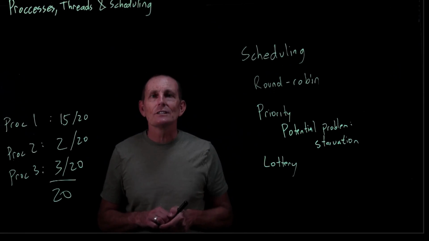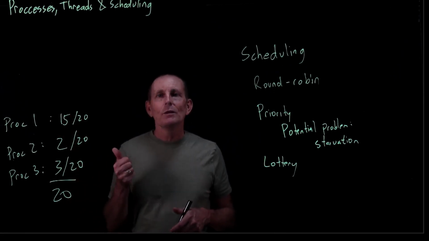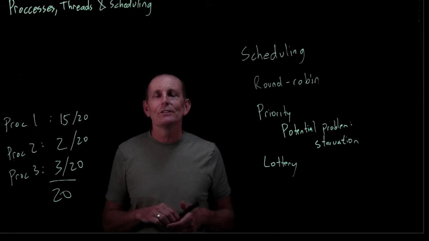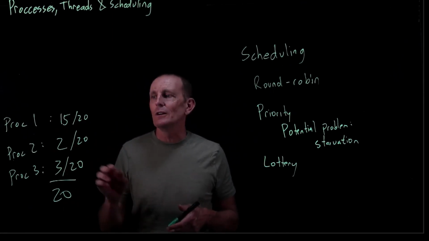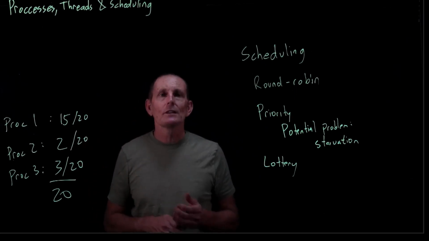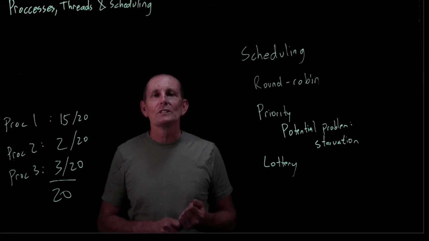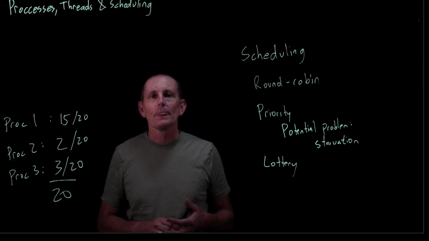And so at scheduling time, all you really have to do is know what this total is, flip a coin, flip a random number generator, let's see, between 1 and 20, and then choose appropriately from here. So lottery scheduling can solve all of these issues with potential starvation.